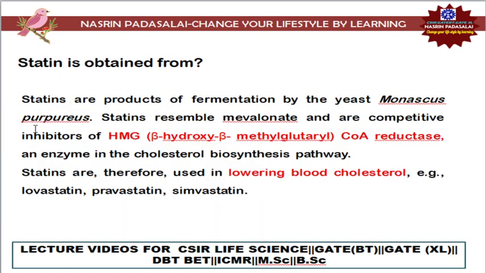Next, statins are obtained from. Statins are a product of fermentation and they are obtained from a yeast called Monascus purpureus. Statins generally resemble mevalonic acid or mevalonate, and they are competitive inhibitors of HMG-CoA reductase. This enzyme plays an important role in the cholesterol biosynthesis pathway. Statin drugs are employed for lowering the blood cholesterol level, and these are a few of the statins available in the market.